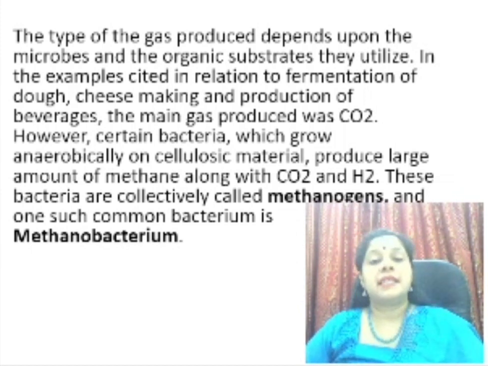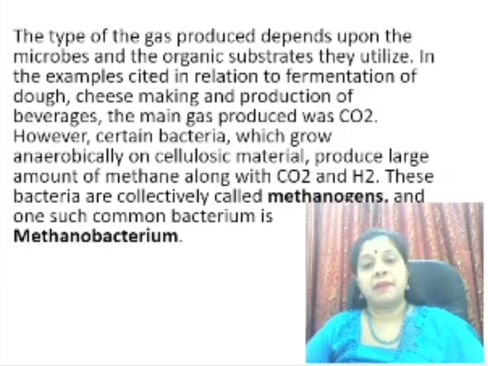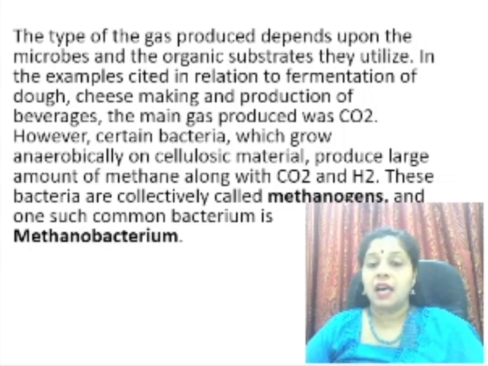In the example cited in relation to fermentation of dough, we saw there also fermentation is happening in dough, or cheese making and production of beverages. What does the gas mainly produce? Carbon dioxide. However, certain bacteria growing in the gut of ruminant animals like a cow have the ability to digest cellulosic material.